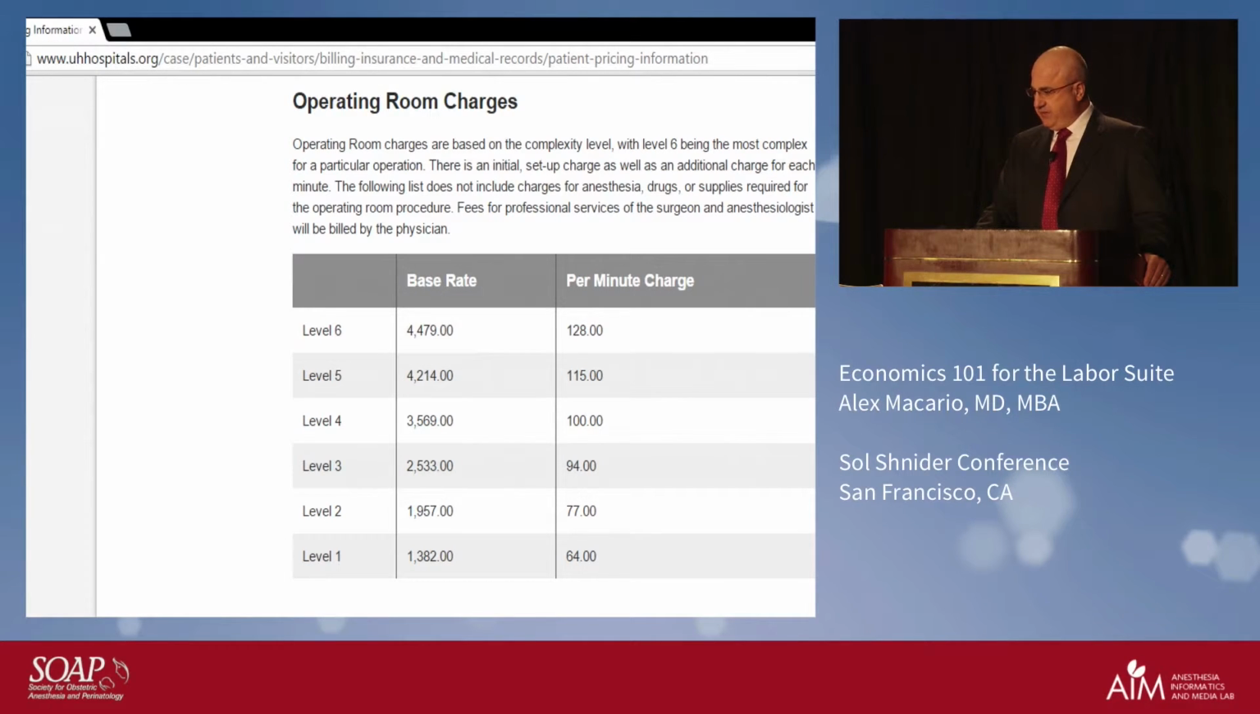The first level, the per minute charge for operating room time is $64, and that goes all the way up to level 6, which is for a complicated case. It's going to be $128 per minute. Now this does not include a lot of other things that you might think should be included, including the charges for anesthesia drugs or supplies. This also does not include, obviously, the professional fees of the physicians in the operating room. So at this hospital, the charge to the patient is between $64 and $128.